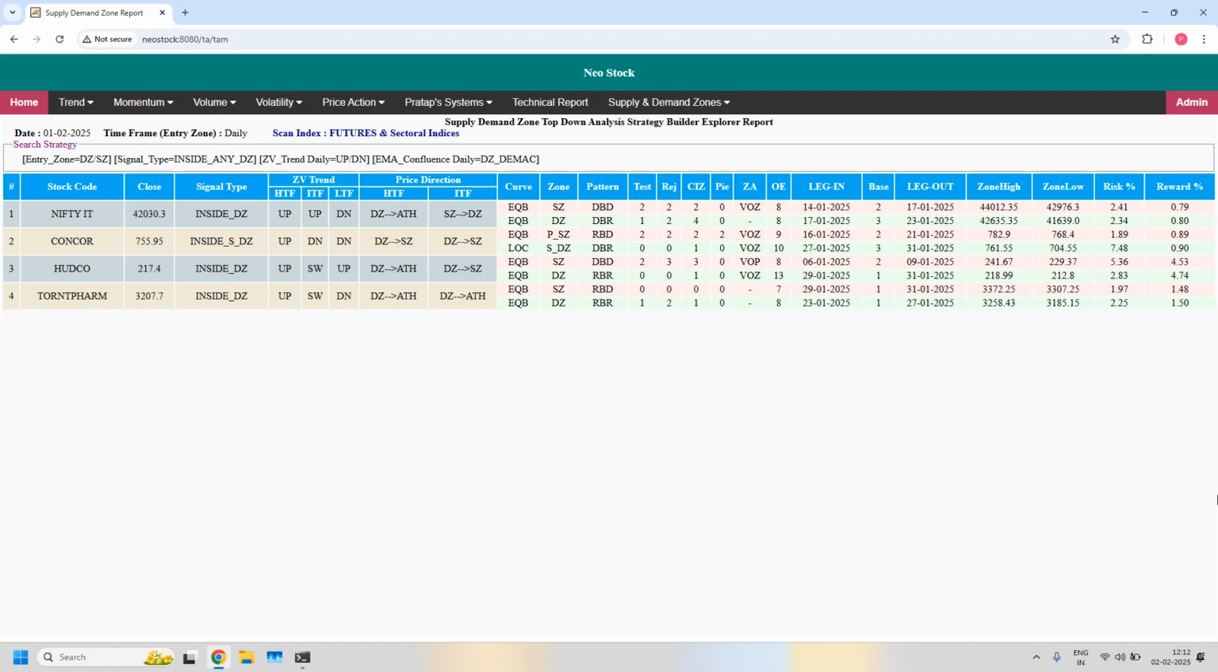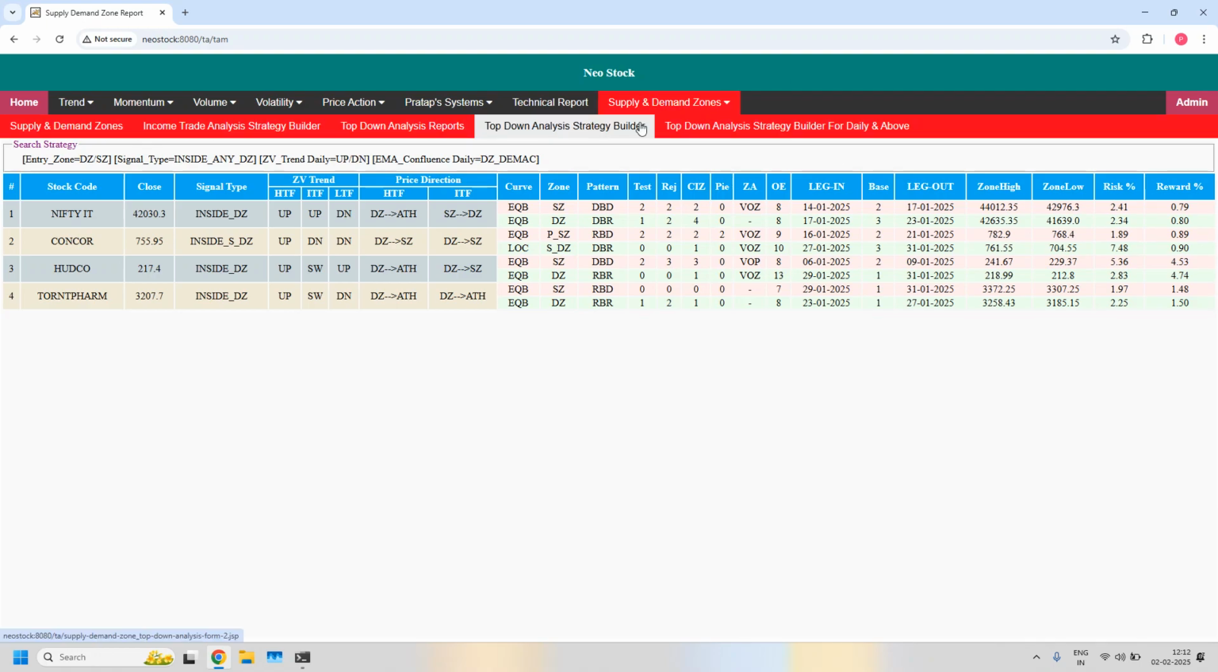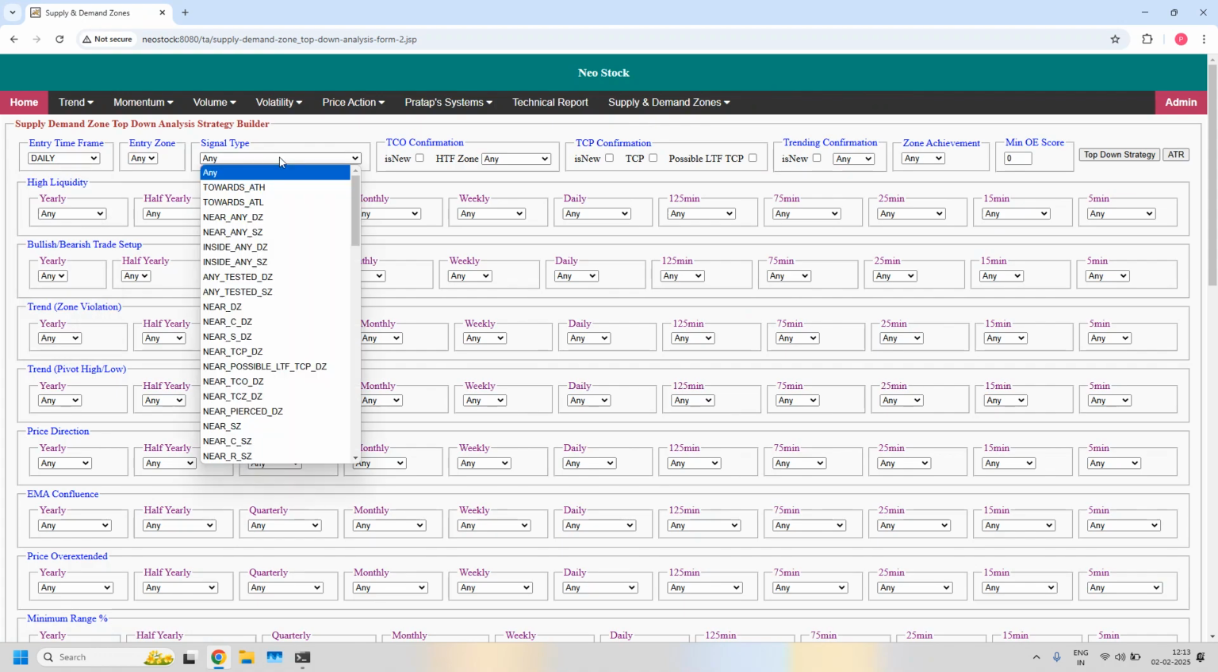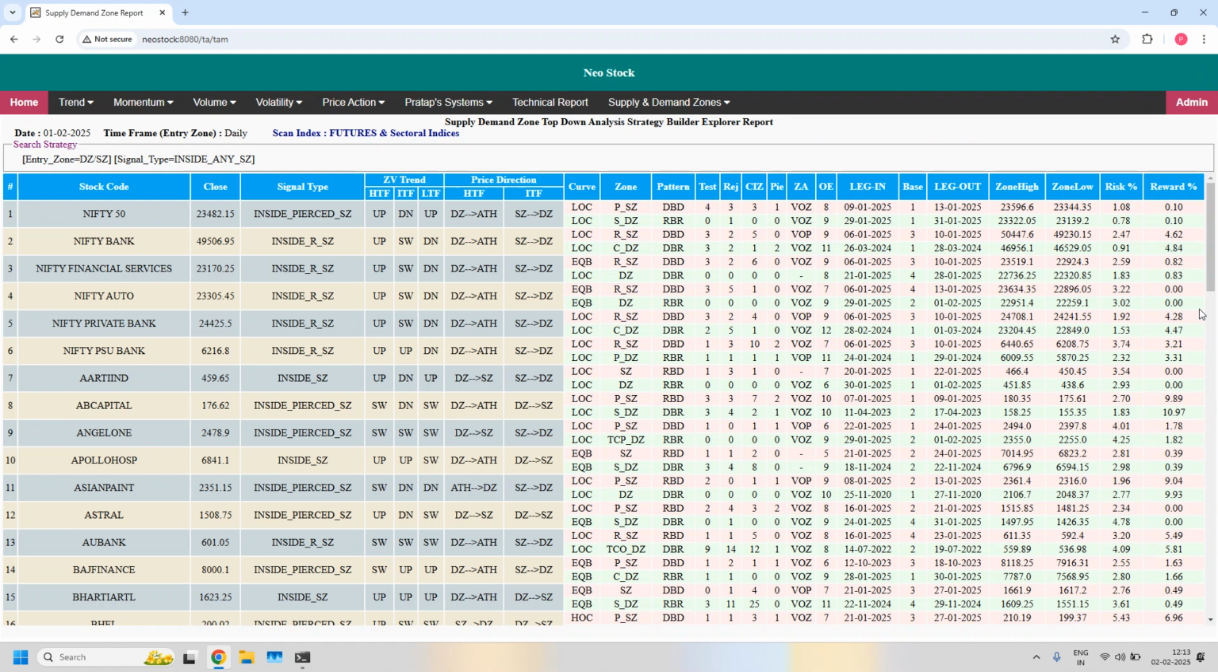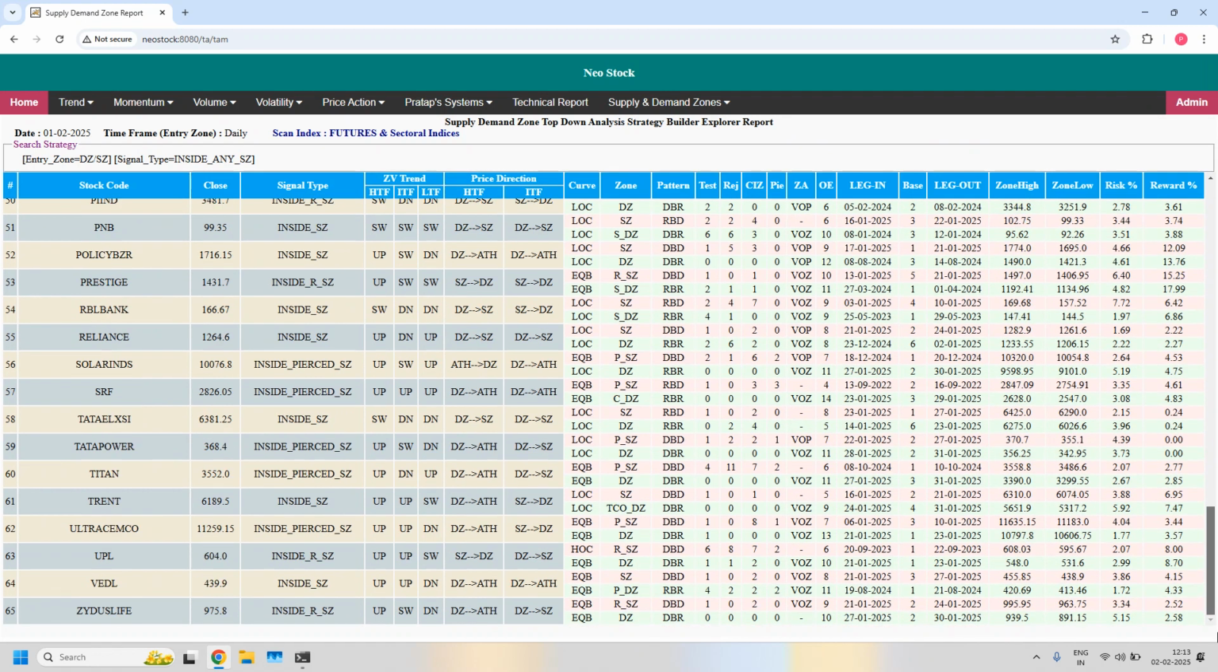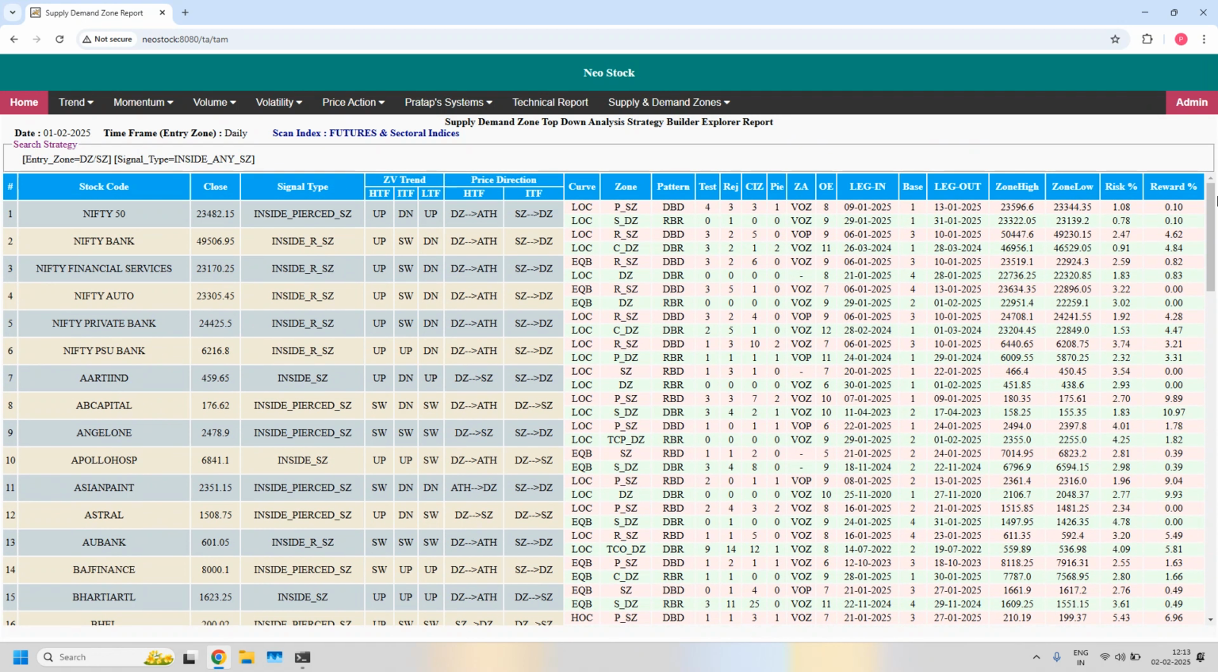Okay, this is about the daily time frame. Price closed inside the daily demand zone. Next, daily time frame. Price closed inside the daily supply zone. We got 65 stocks. That includes NIFTY and NIFTY Bank.